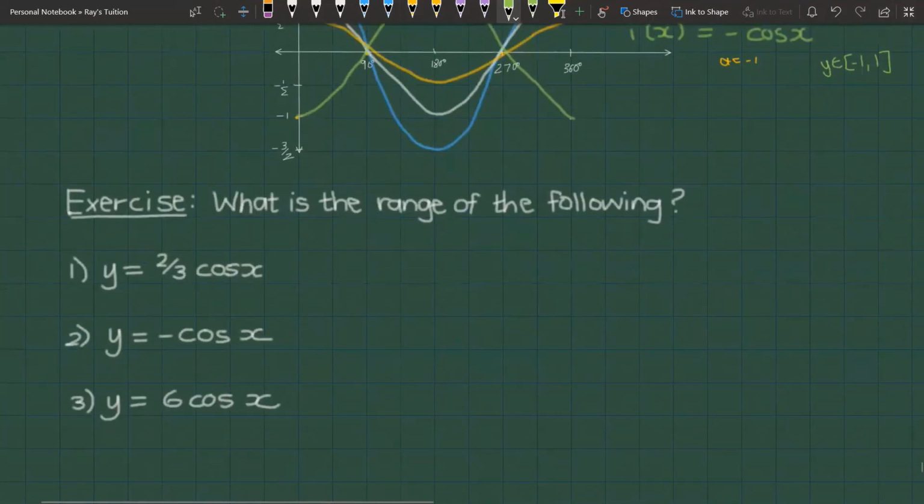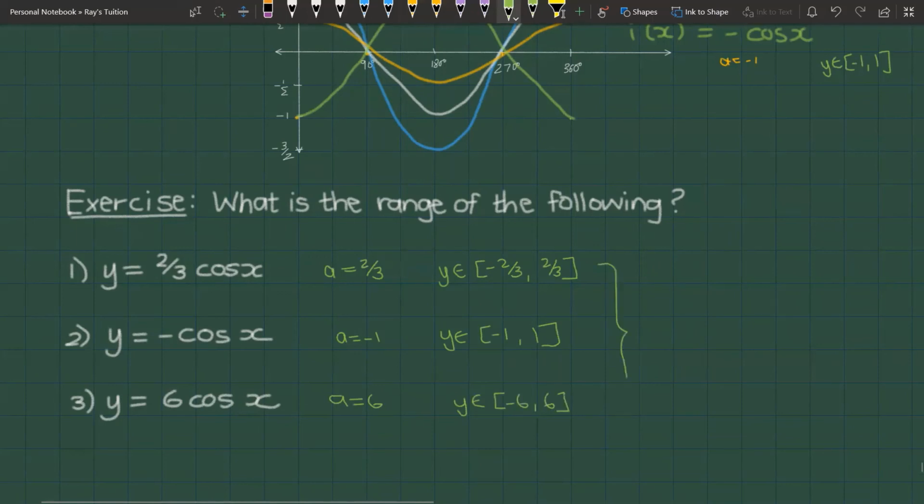Let us answer this question. What is the range in the following? The first one is 2/3. So we have A is 2/3, the coefficient of cos. So our range will go from -2/3 to 2/3. In the second case, we have our A being -1, and our range goes from -1 to 1. In the third case, we have A is equal to 6. So we have our range going from -6 to 6.